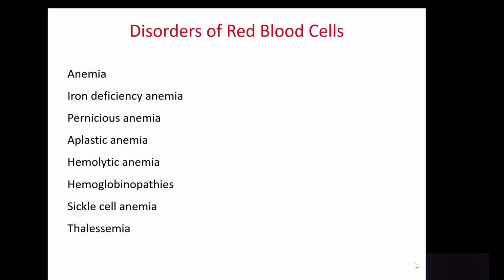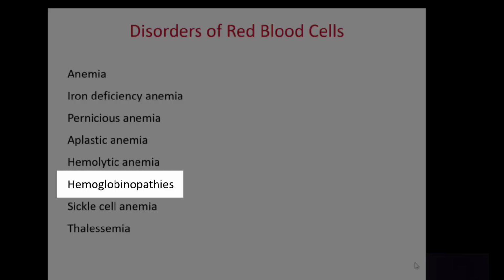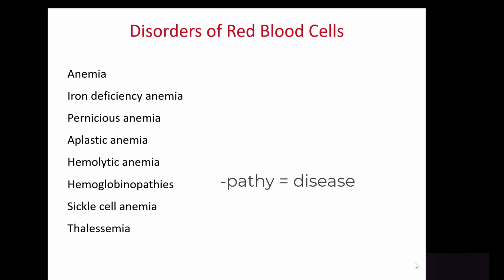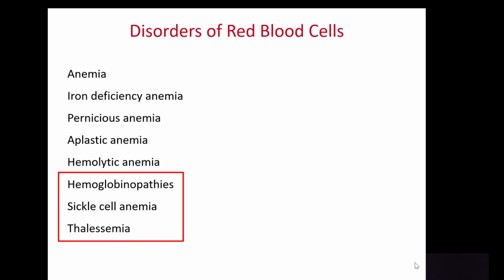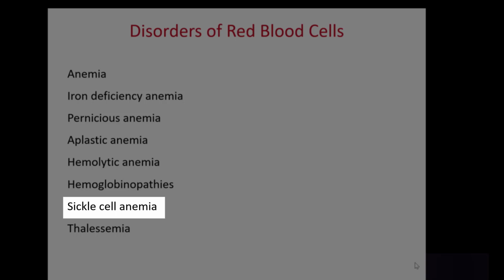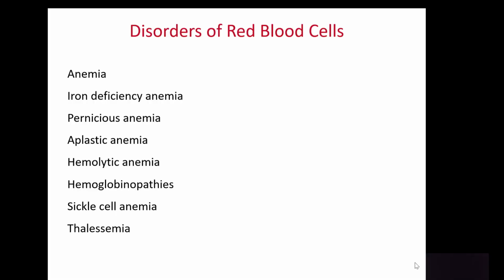But here we're going to talk about hemoglobin abnormalities, or what we call hemoglobinopathy. In this term, remember, pathy means disease, so we're talking about disease of the hemoglobin. There are two main hemoglobinopathies: sickle cell anemia and thalassemia. Sickle cell anemia is a genetic disorder that's found most commonly in African Americans and Mediterranean populations.